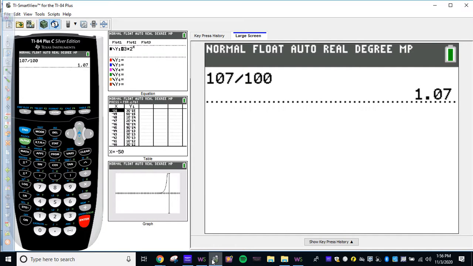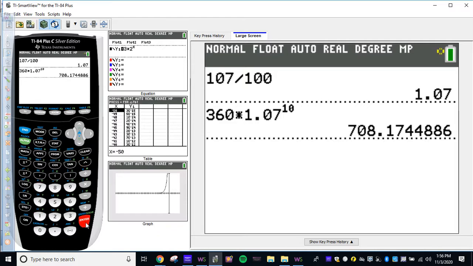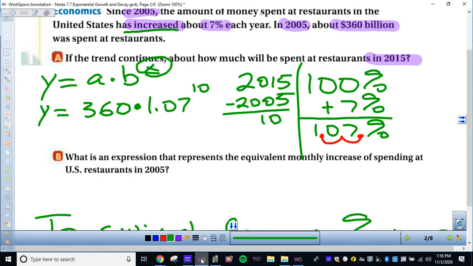So we're going to plug this in. We have 360 billion times 1.07 raised to the 10th power, and we get $708.17 billion. That's a lot of money. So 708.17, so y equals, remember you got to have units, 708.17 billion dollars.